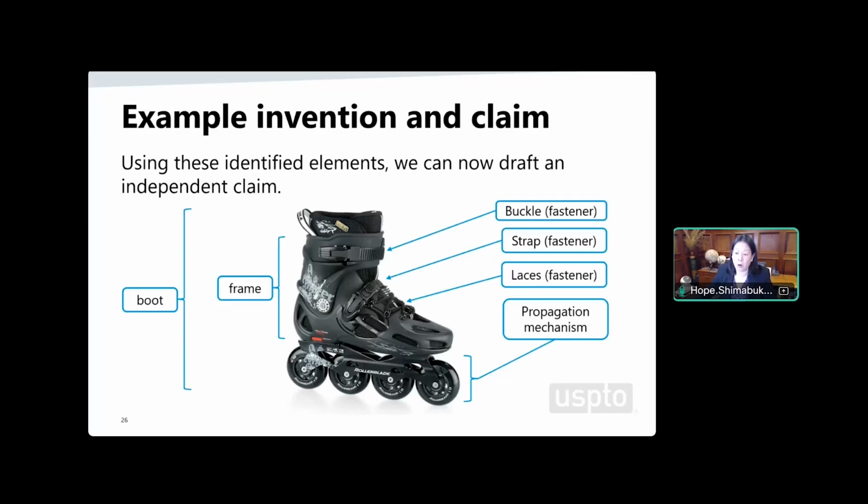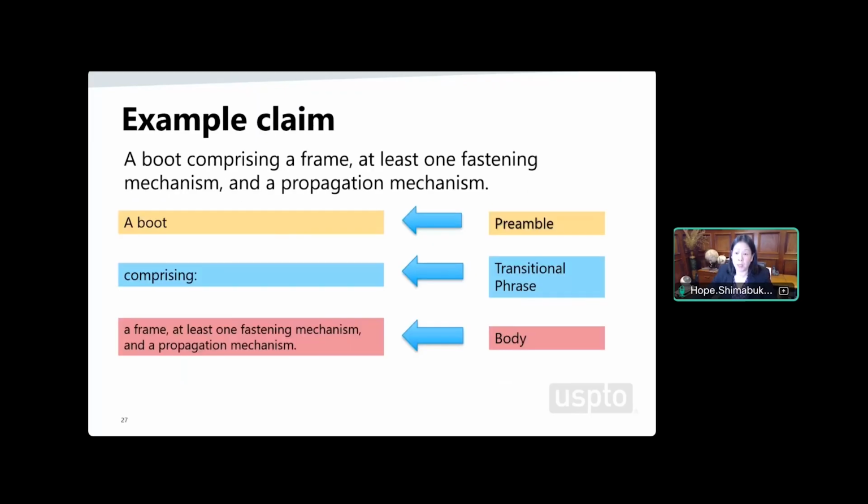We have an overall boot, which includes a frame, buckle, strap, and laces. And then along with these elements, we also have a propagation method or wheels. So let's look at an example claim.